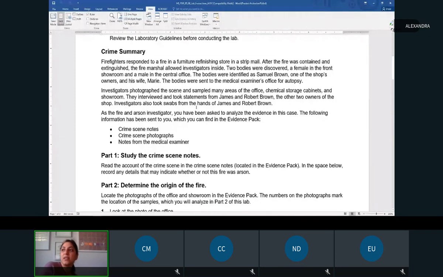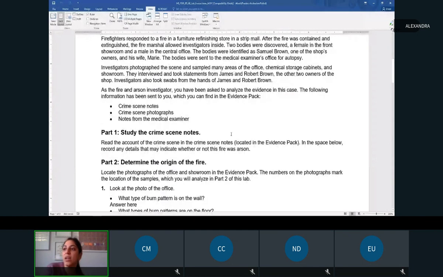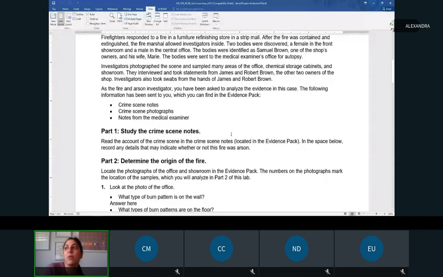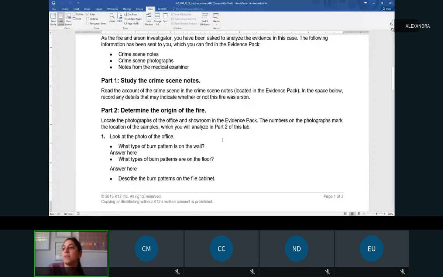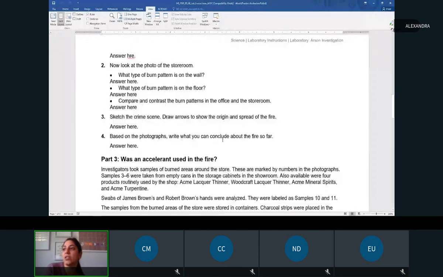So we are going to take a look at the scene, the photographs. We're going to look at the sampled areas, the chemical storage. We're going to take a look at some interviews and learn a little bit more about this. So for part one, we're going to read the account of the crime scene and the crime scene notes, which are in the evidence pack. And then in the space below, you're going to record any details that may indicate whether this was arson or not.